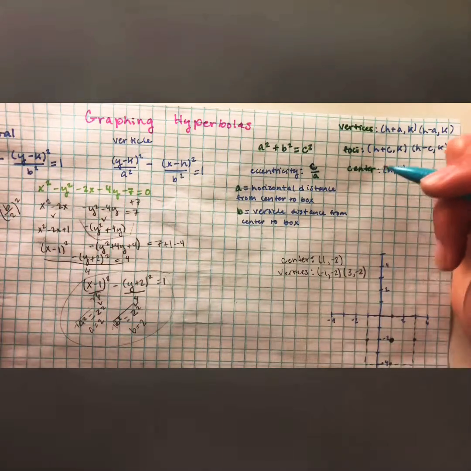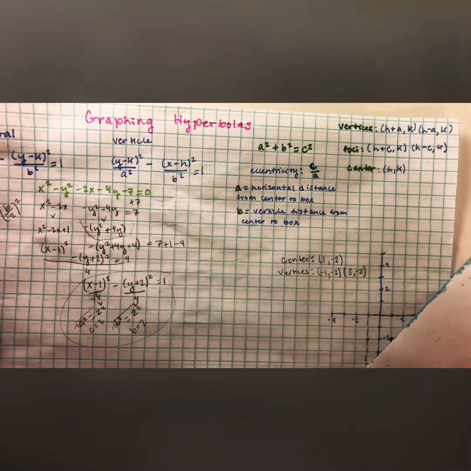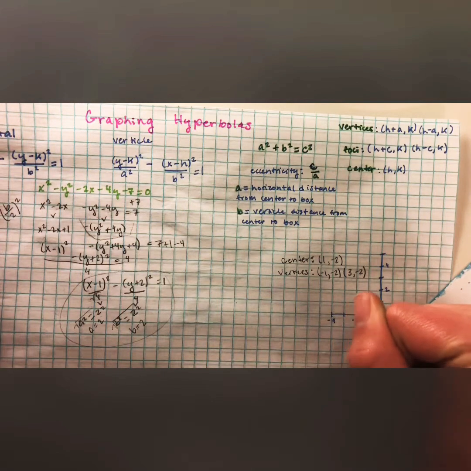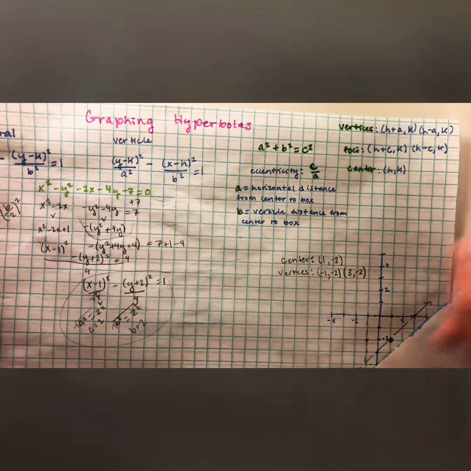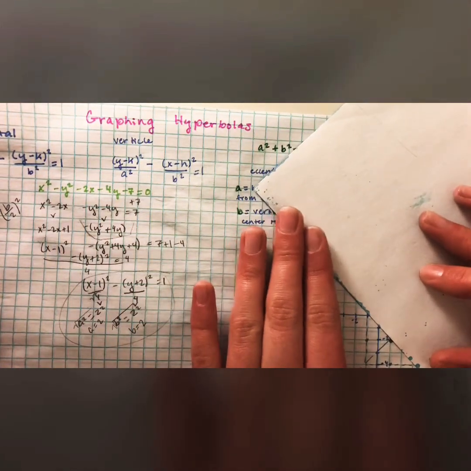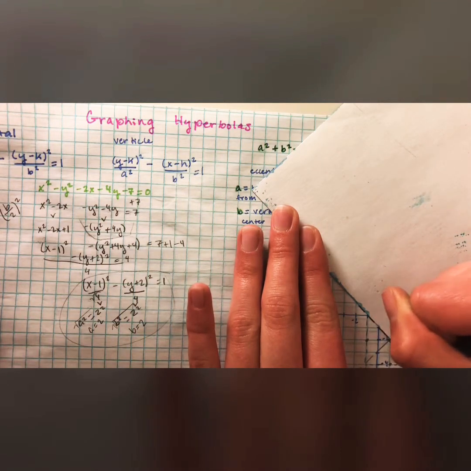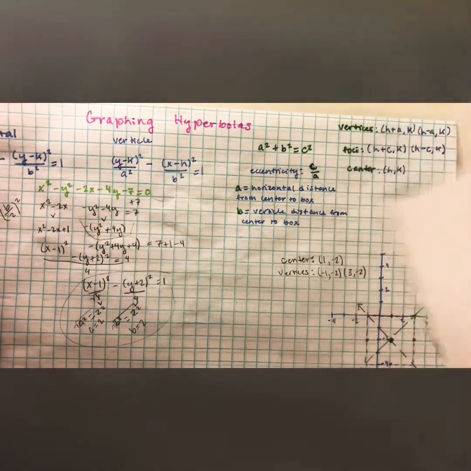So the next thing that we need to do is make our asymptotes. By doing that, we just go through the corners of our box. I'm just taking this straight edge, and we can just draw our asymptotes out. There's one, and another, and we're just drawing through the corners of our box. Oh, wait, one more. There we go, like that.